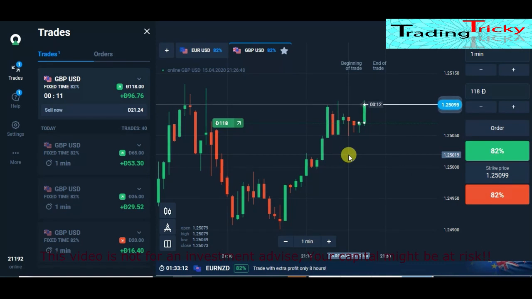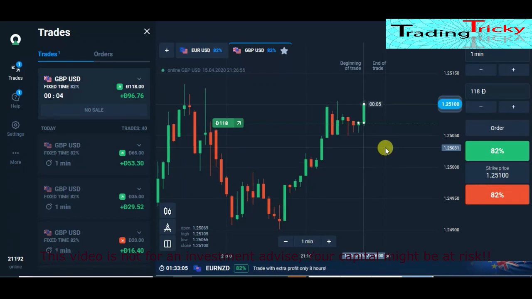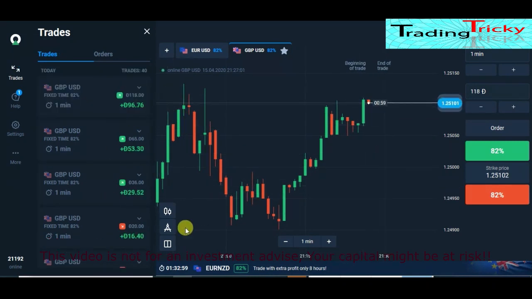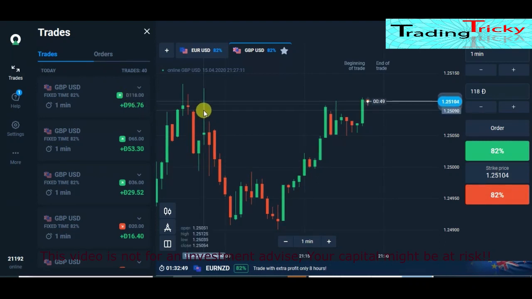Okay, 7 seconds. So I think I'll win this trade. Okay, I have won this trade. So I started with $20 and I made about $214. So I think this is good enough for me.